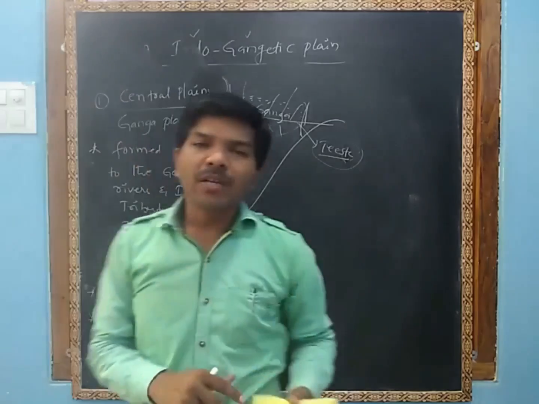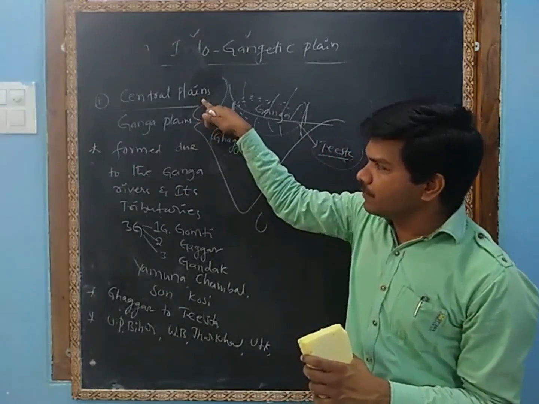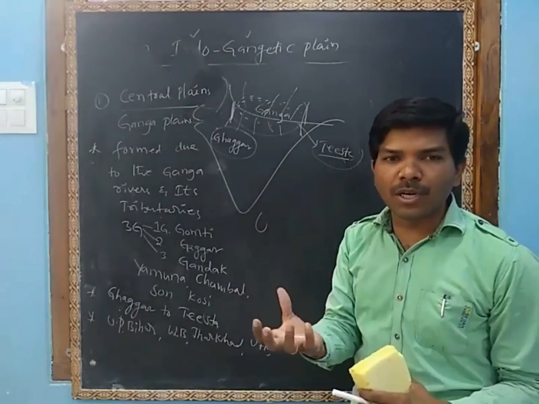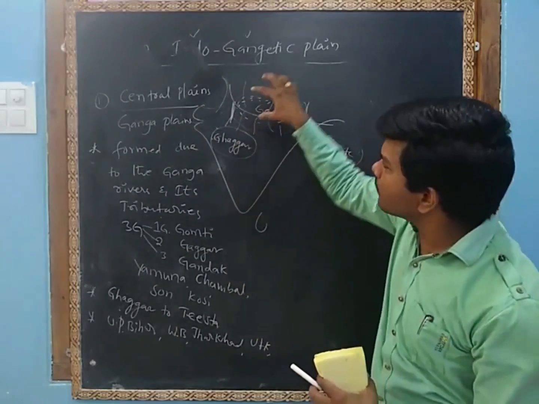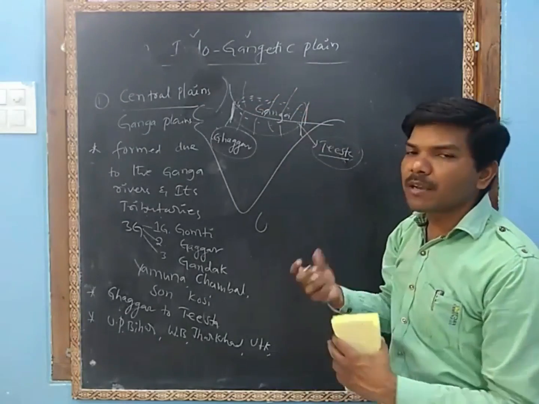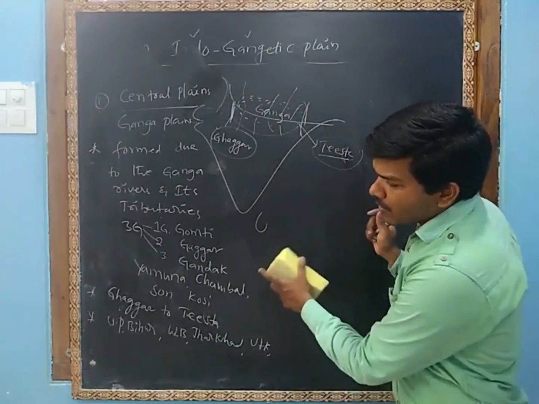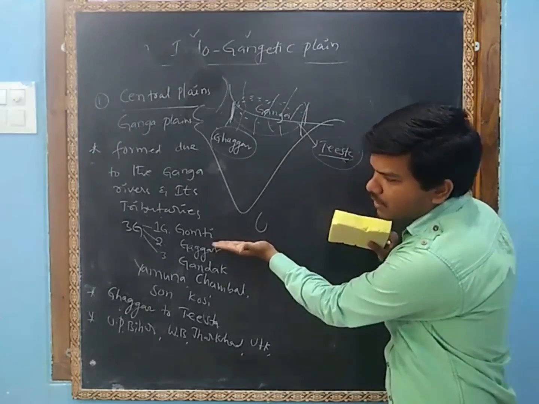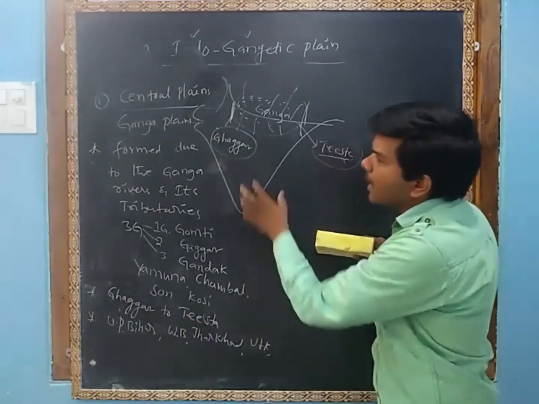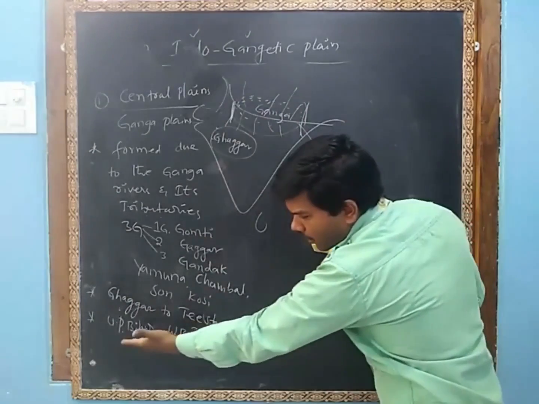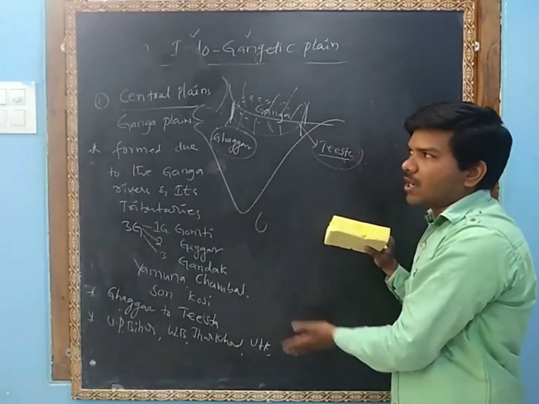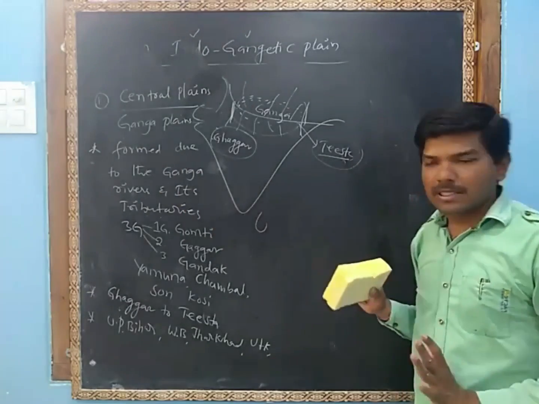The central plains were formed due to the Ganga river and its tributaries, because they brought alluvium and deposited it in these places, and whenever they deposited it, this became very fertile land. I already gave examples of the tributaries of Ganga, and these plains stretch from Ghagar to Tista, mostly located in UP, Bihar, West Bengal and Jharkhand and some parts of Uttarakhand. So this is about the central plains.